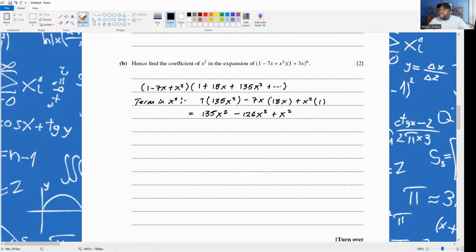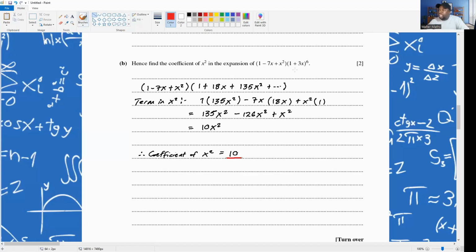All right, so we will do 135. Okay, let me just use the calculator. So 135 minus 126, and it's plus 1. This gives us 10. So the term in x squared is 10x squared. Now the question says we should find the coefficient of x squared, which happens to be 10. So the coefficient of x squared is coming out to be 10. So this here is the answer. That's what we get right here on part B.